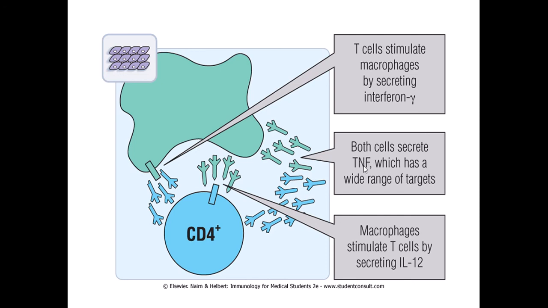This is another here mediator that plays a role in the delayed type hypersensitivity reaction, which has a wide range of targets in our body. And finally, the activation of the macrophages, here they stimulate T cells by secreting interleukin 12. So you have to know the interleukins that are involved: interleukin 1, interleukin 6, for example, interleukin 12, the tumor necrosis factor that plays a role in such type of a reaction.